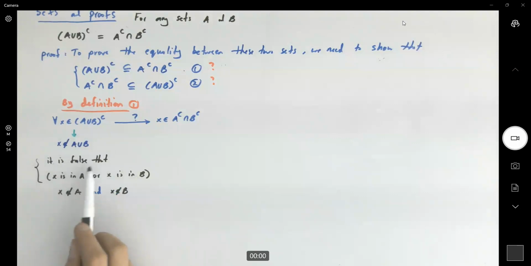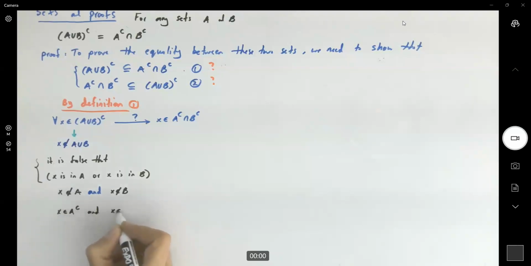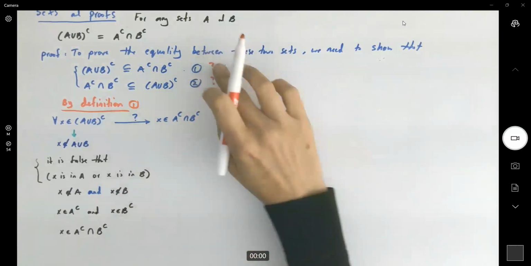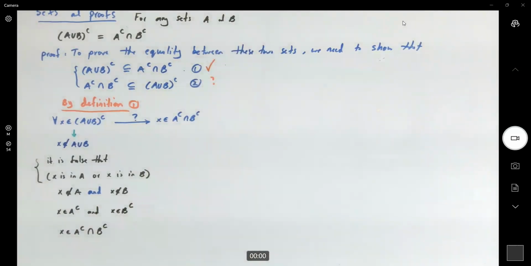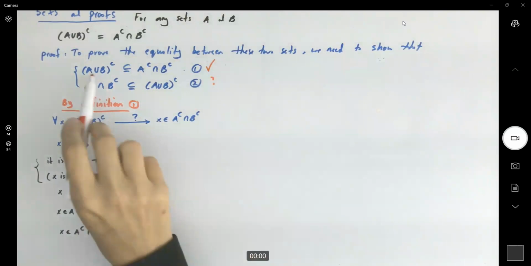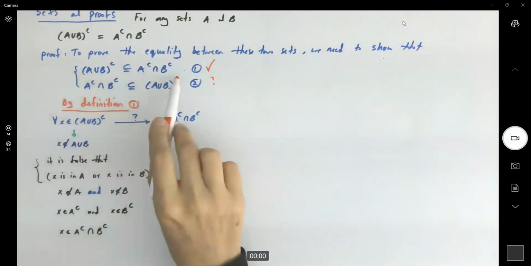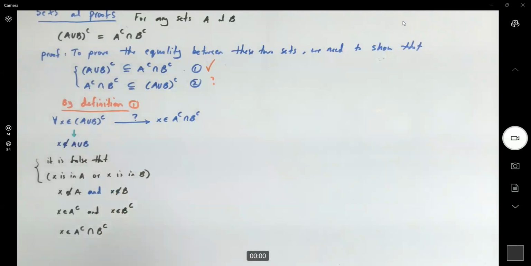So you're going to distribute the negation over the parentheses. Well, so in set language, what's the meaning of that? X is in A complement and X belongs to B complement. So we just showed that X belongs to A complement intersection B complement. What we try to prove. Very good. So I just proved number one. We're done with number one. I took a random element in the left-hand side and showed that that element belongs to the right-hand side. So very good.